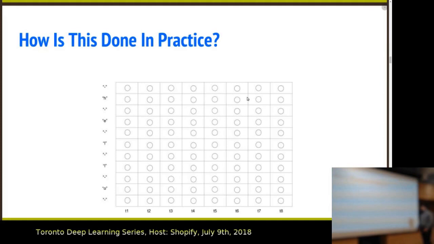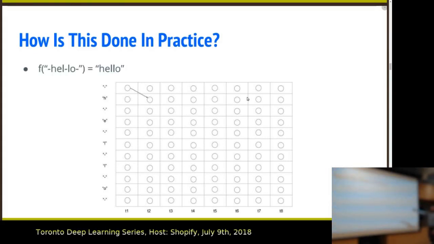So how is this done in practice? Well, as we saw previously, the time steps are on the horizontal axis. On the vertical axis, we actually have the ground truth labels, which are the ground truth characters, and we have a blank symbol separating them, as well as a blank symbol in the beginning and a blank symbol in the end. So hello is like 5 characters, so the whole thing is 11 characters.